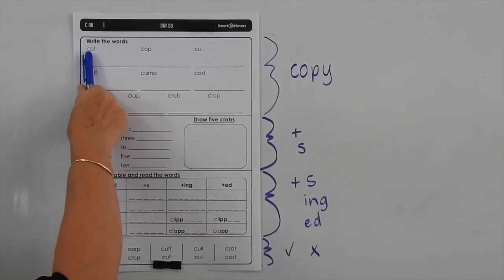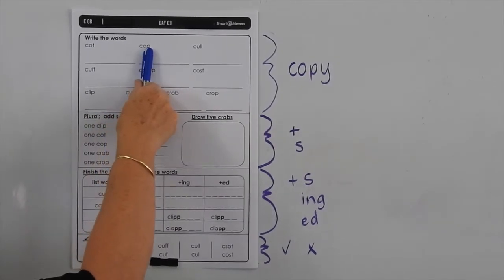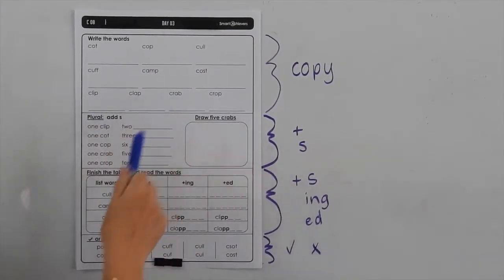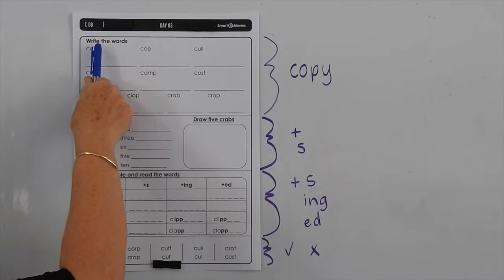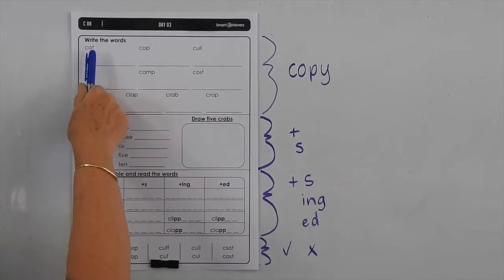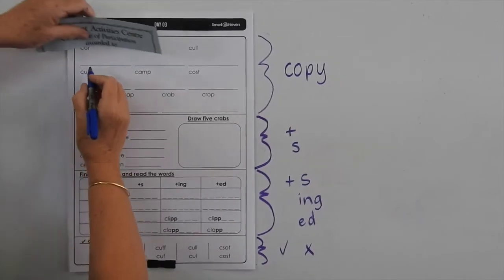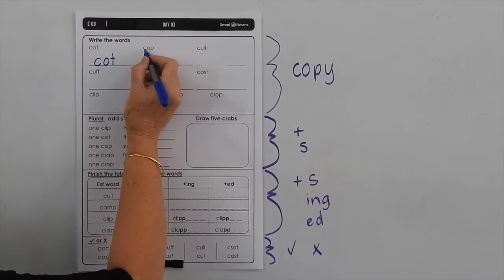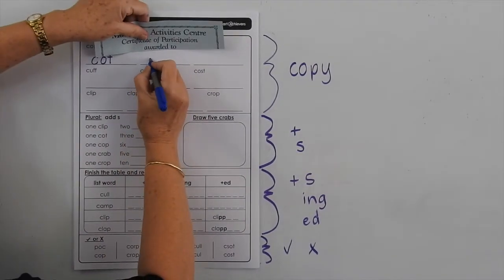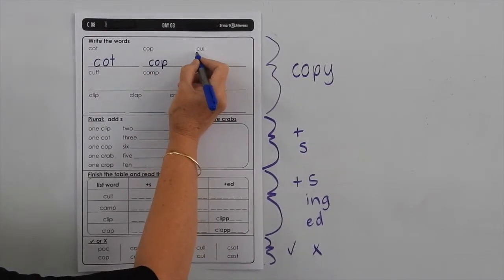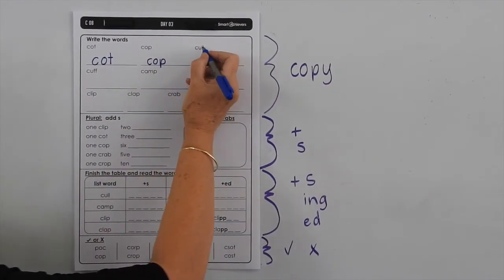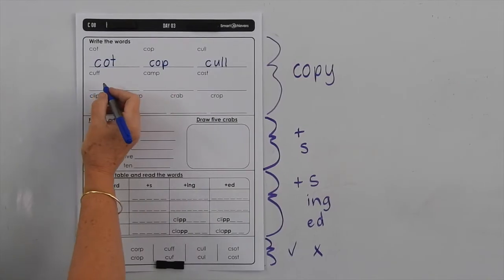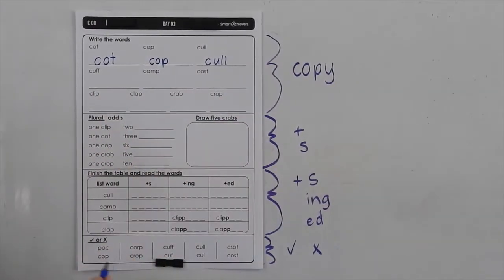Let's read our words. Cot, cot, cop, cop, cull, cull. You can finish sounding and reading those words on your own, and then we go back and we're going to read it, sound it, spell it, write it. So we're going cot, cot, C-O-T, cop, cop, C-O-P, cull, cull, C-U-L-L. You can finish reading, sounding, spelling, writing those words all on your own.